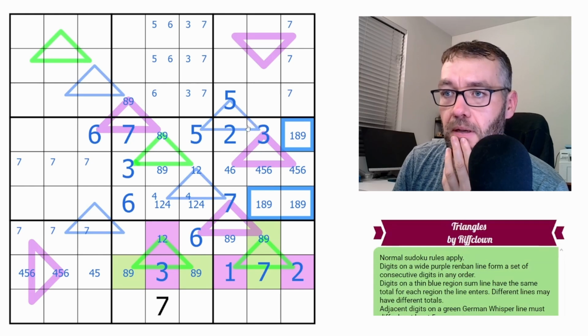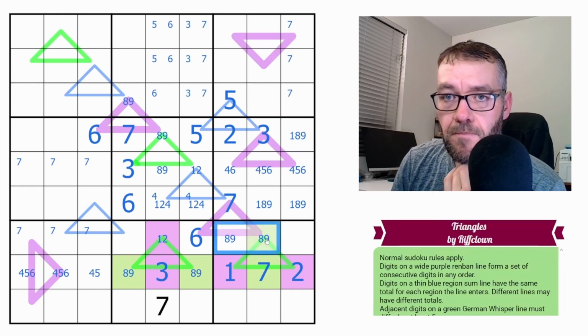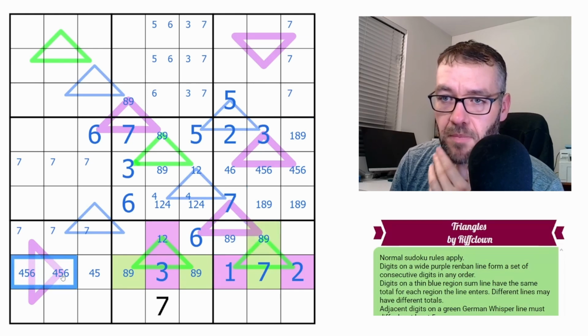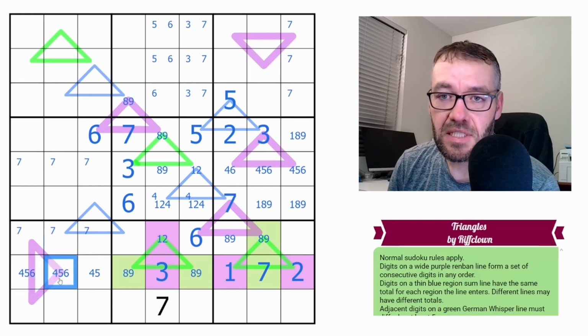All right, where are we going next? I have an 8, 9 pair here. 6 is definitely going on this renban, but that doesn't tell us a lot, because we could still have a 7 and a 6 and an 8, 9. And, well, no, we can't have an 8, 9. So if this is a 6, we're going to have a 4 or 5.